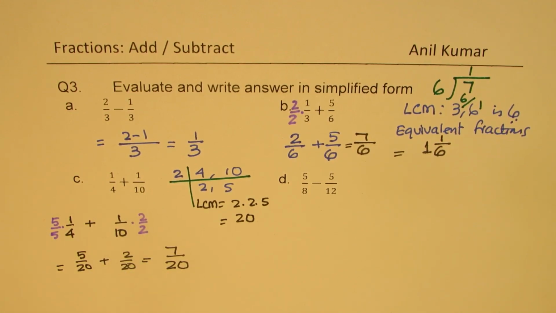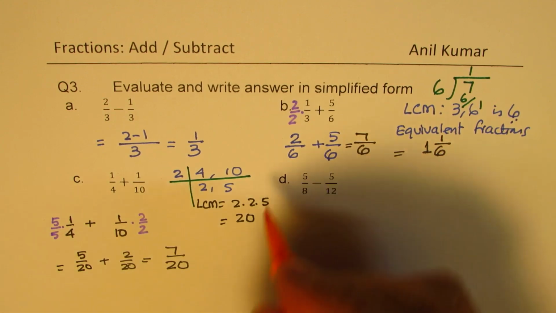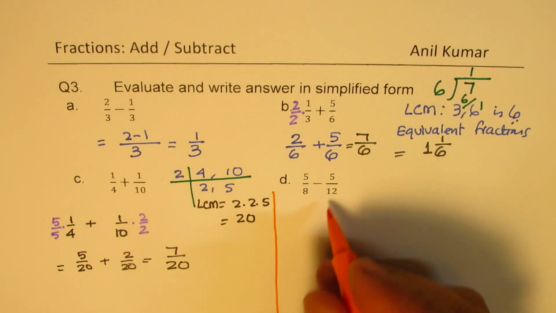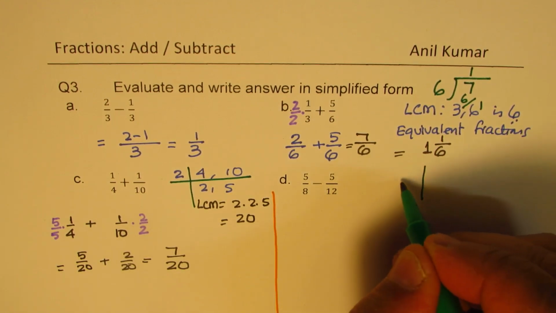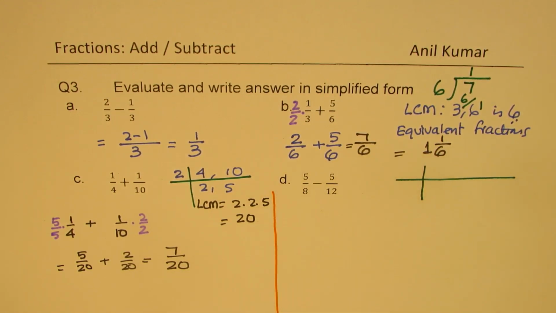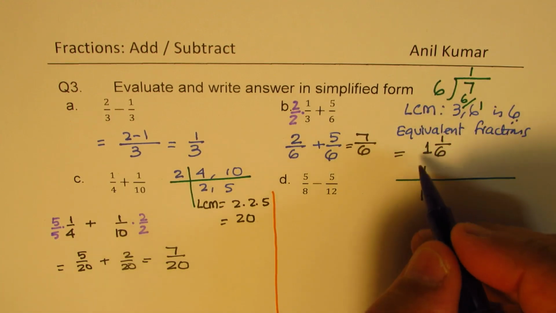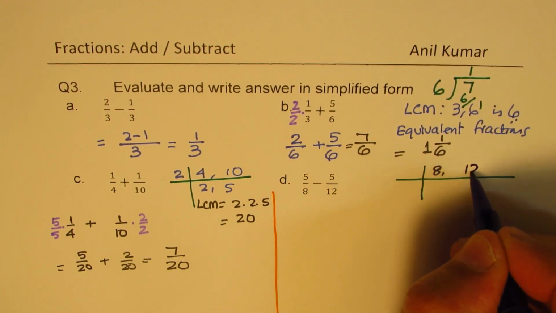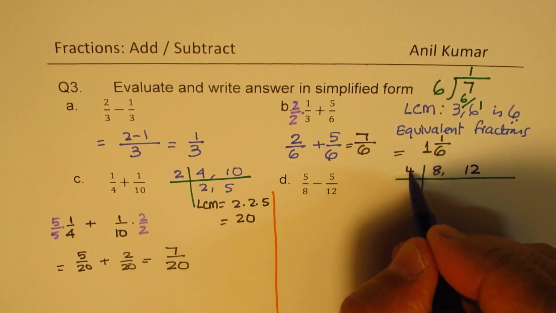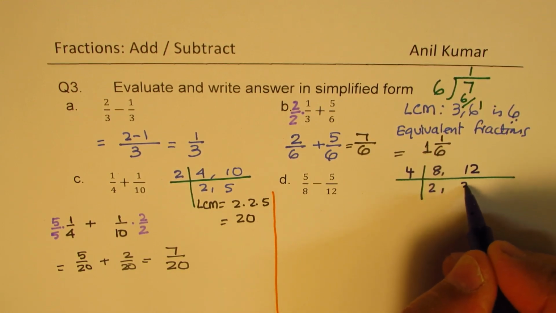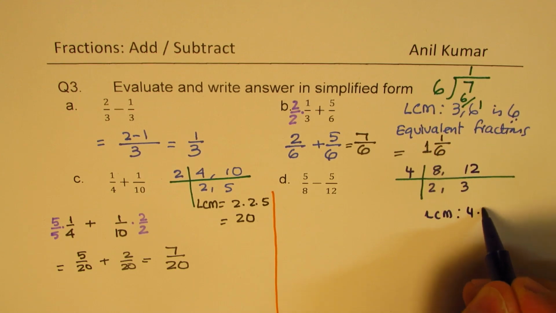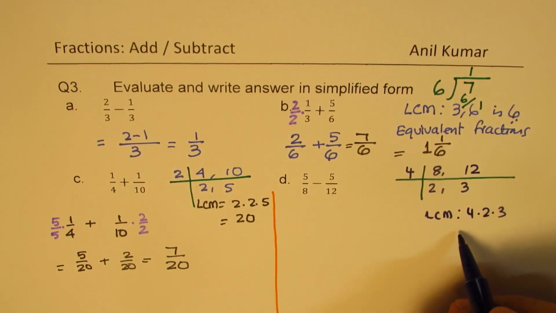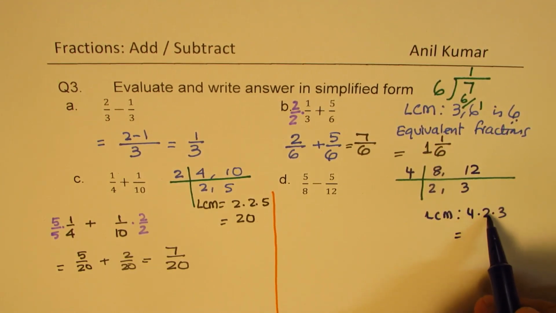Perfect. Now we'd like you to do part D yourself. You can pause the video and do it. Well, here is our solution. The first step, of course, is to find the lowest common multiple. So we have the numbers 8 and 12. Both can be divided by 4, 4 times 2 and 4 times 3. So the LCM for us is 4 times 2 times 3, which is 4 times 2 is 8, 8 times 3 is 24.